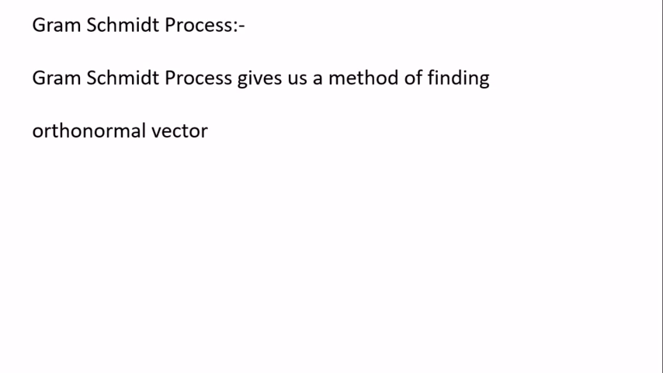So here we are trying to learn the Gram-Schmidt process. What is the Gram-Schmidt process? It is nothing but one procedure to find a set of orthonormal vectors. With the help of these steps we'll get some vectors v1, v2, v3 if u1, u2, u3 are already given. Now what do we mean by orthonormal vectors?